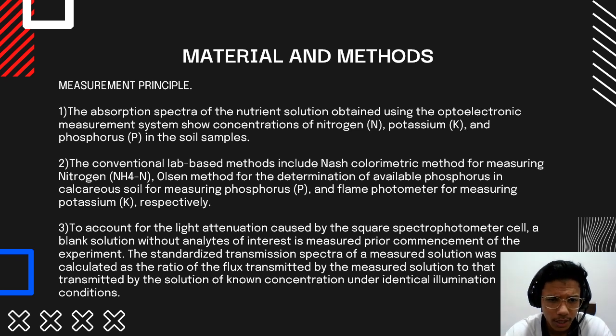Okay, to account for the light attenuation caused by the square spectrophotometer cells, a blank solution without any analytes of interest is measured prior to commencement of the experiment. The standardized transmission spectra of a measured solution was calculated as the ratio of the flux transmitted by the measured solution to that transmitted by the solution of known concentration under identical illumination conditions.